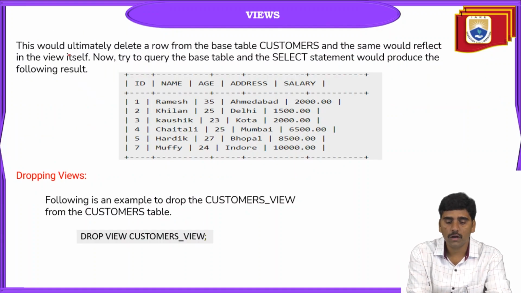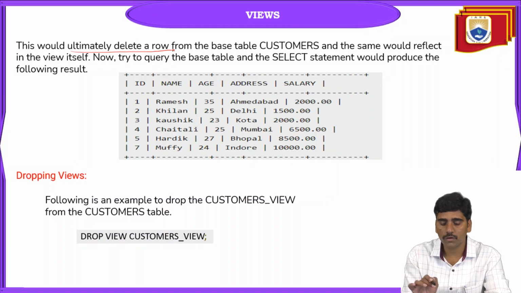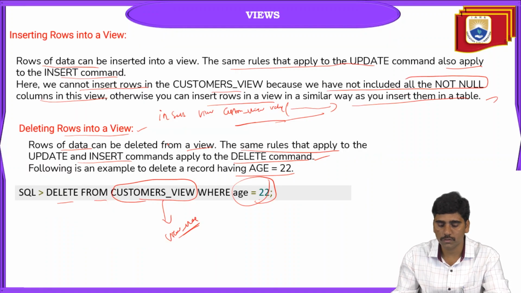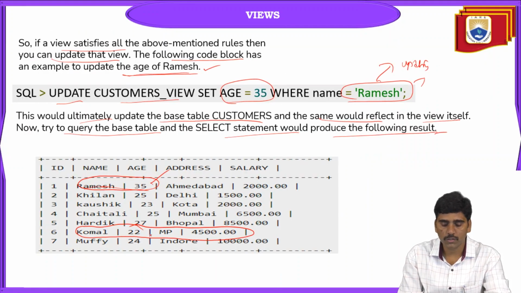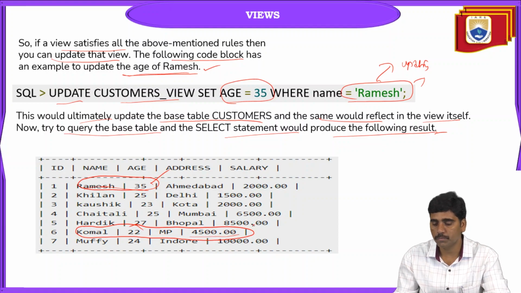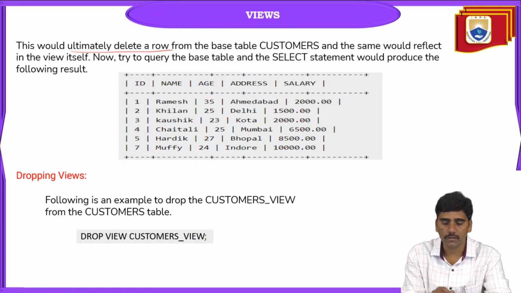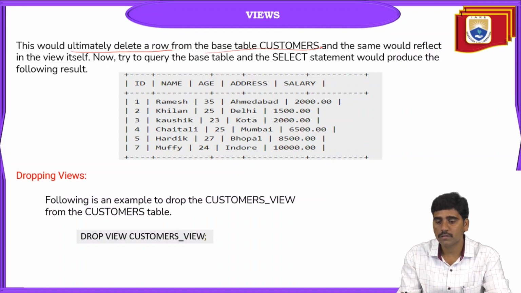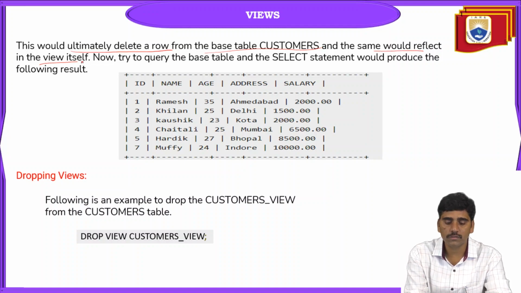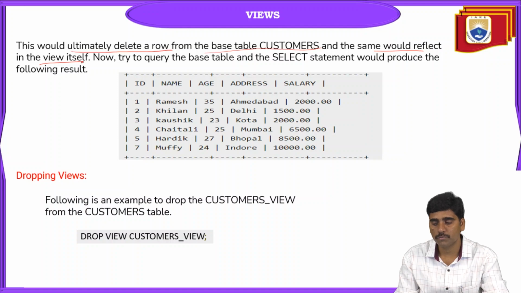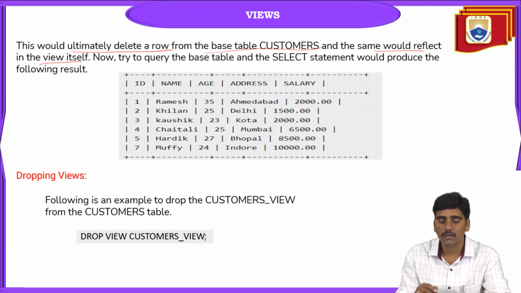So this would ultimately delete a row. Only one row, that is Komal, is deleted. So Komal, 22, MP, 4500 will be deleted, the entire row. The row is deleted from the base table customers, and the same is reflected in the view itself. It deletes that value in the table as well as in the view.